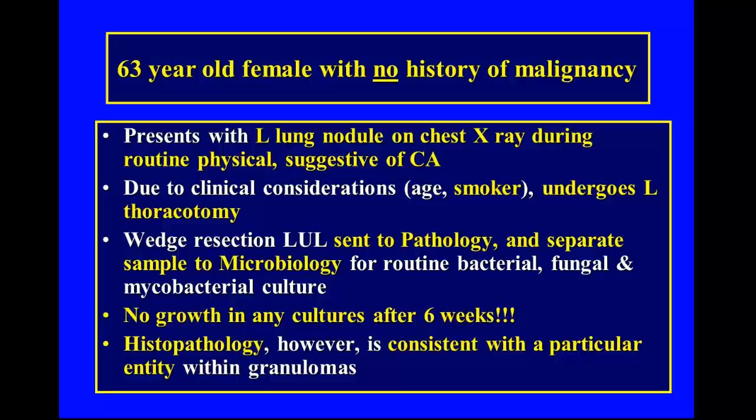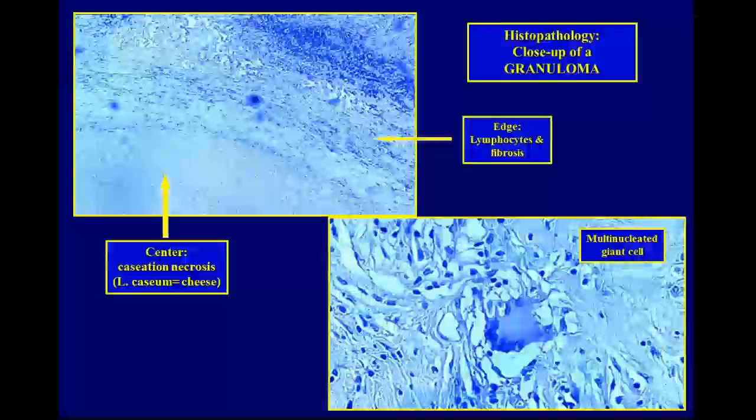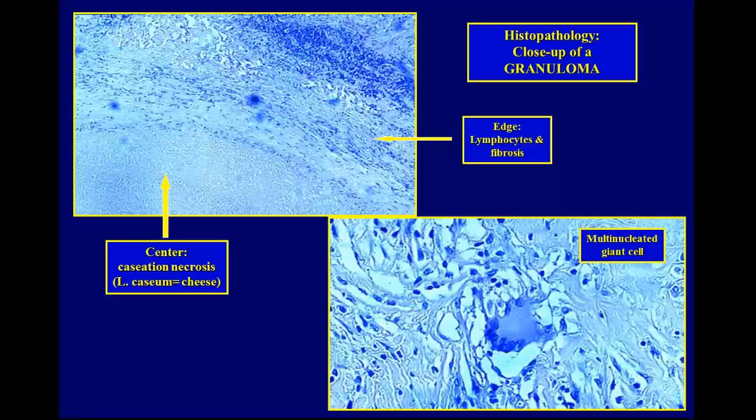Histopathologically, however, the moment I looked at it, I said it's consistent with a particular entity within those granulomas. This was the x-ray. It was basically a subpleural lesion. And this was the pathology, cross-section, H&E. The granulomas are showing at the edge, with lymphocytes and a lot of fibrosis. When you go to the middle, you see caseation necrosis. In the middle of that, a large number of beautiful multinucleated giant cells.